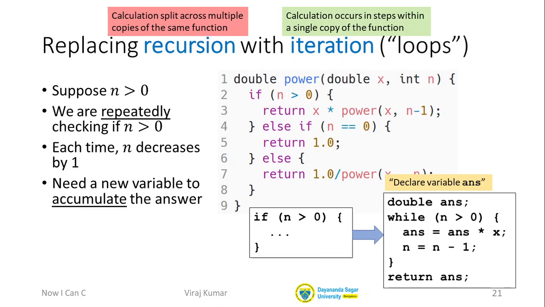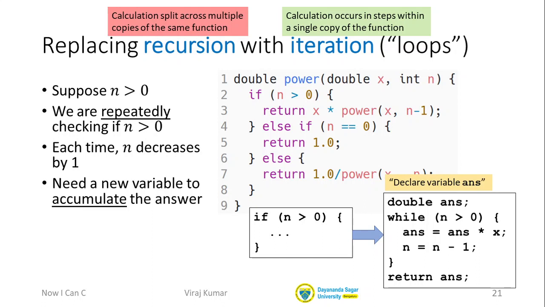Now inside the while loop, we have a new assignment statement. And once again, the way to read this is, the new value of ans is the current value of ans times x. So each time we are doing this body of the while loop, we are multiplying the current value of ans by x. And so this ans variable is accumulating the overall answer. Now, when the while loop has finished, you see that after the while loop, we have return ans. This will be the final answer that we are going to return.